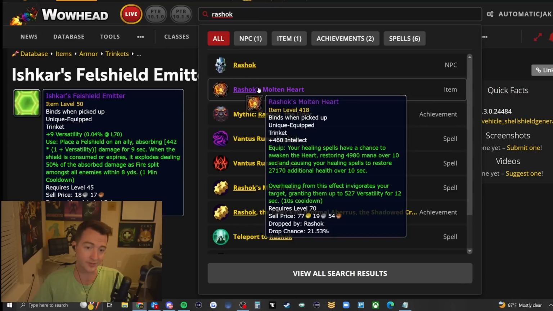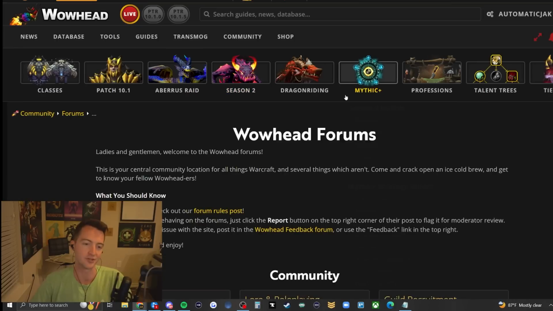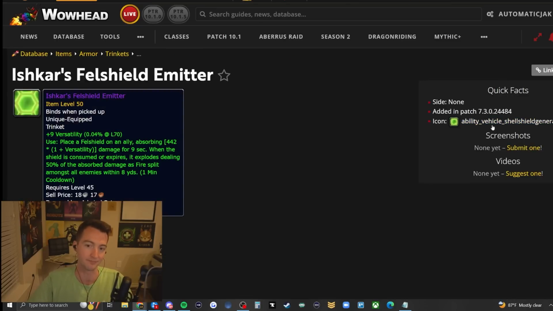Rashok's Molten Heart, of course, is an insane trinket, which just procs healing, mana, and versatility if you overheal. But that's a little bit too universal and too insane, in my opinion, compared to the world that I would like, where you flex between mana regen or healing or utility or just raw output. I think there's a lot of potential in general for what the healer trinkets can bring to the table, and I hope that we're going to see some really banger ones before 10.2.